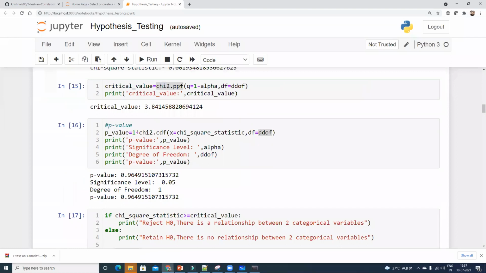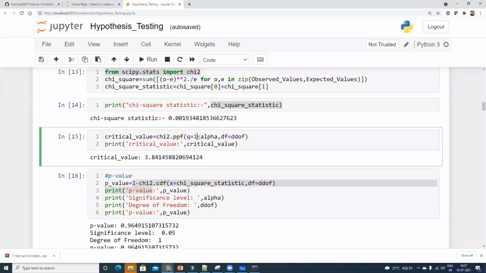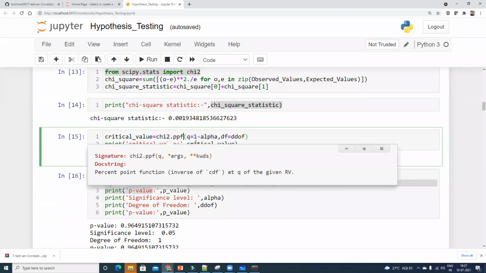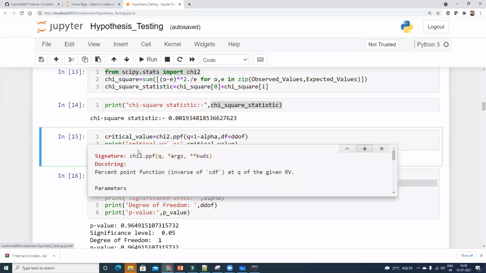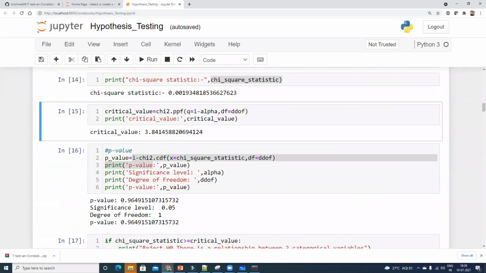Why in critical value, 1 minus taken value, why? I think here we need to give the confidence interval, Uday. Okay. If you go and see this function, it will tell you percent point function, inverse of CDF at q of a given RV. You can just see all these parameters. I think over here they'll give you the confidence interval.